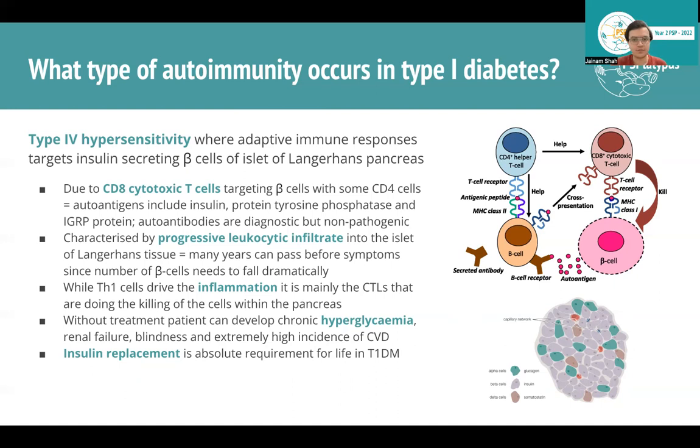Without any treatment, as you would expect, you would get chronic hyperglycemia, which has a lot of different manifestations, mainly renal failure, blindness, and also an extremely high incidence of cardiovascular disease. So you would expect in a patient with type 1 diabetes mellitus, when they have an absolute deficiency in insulin, you need insulin replacement for life.